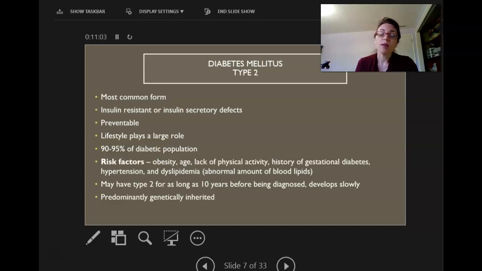The risk of developing type 2 diabetes increases with obesity, age, lack of physical activity, a history of gestational diabetes, hypertension, and dyslipidemia, which is abnormal amounts of fats in the blood.